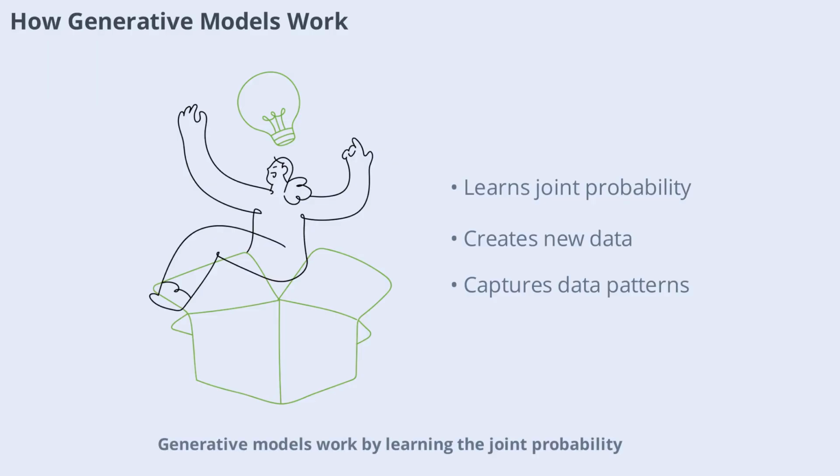Generative models work by learning the joint probability distribution of the input data and their labels. This means they try to understand how data points and their categories relate to each other. By doing so, they can generate new examples that fit within the learned patterns. For instance, a generative model trained on handwritten digits can create new, realistic-looking digits that were never part of the original dataset. This process involves complex mathematical modeling, but the result is a system capable of creativity and synthesis.